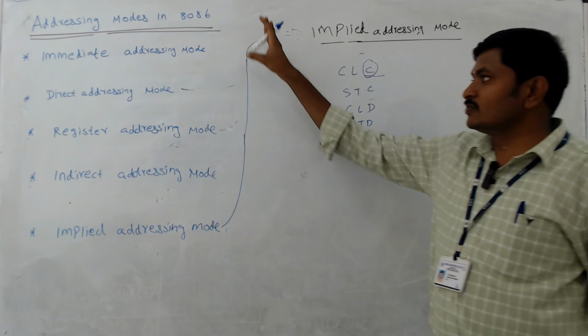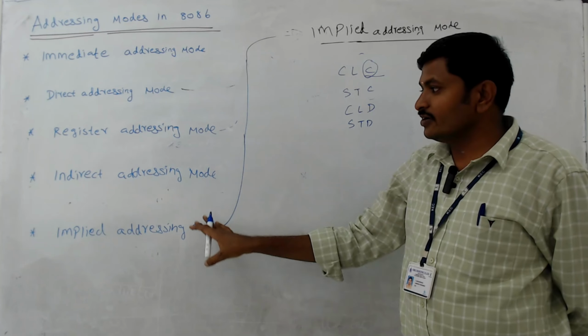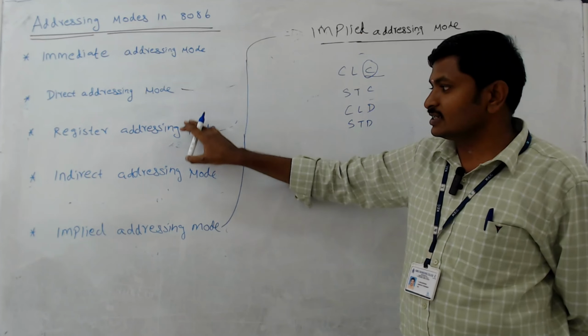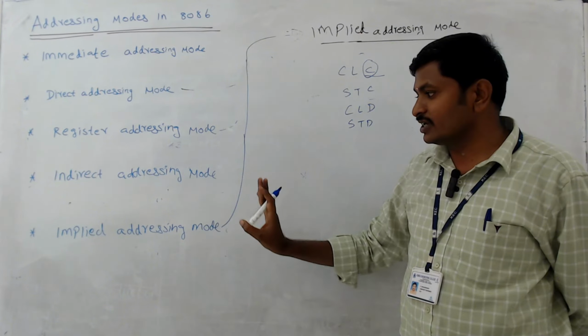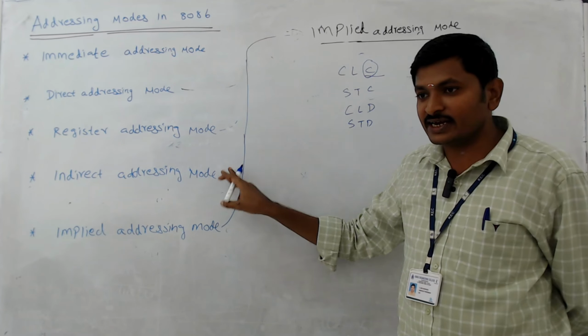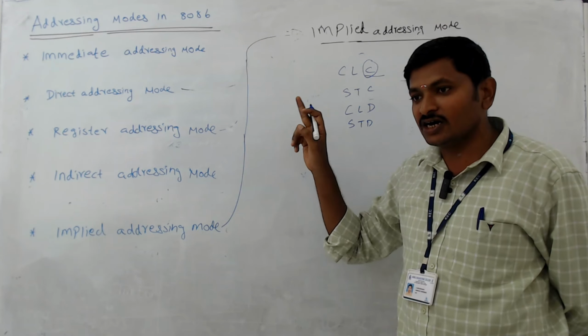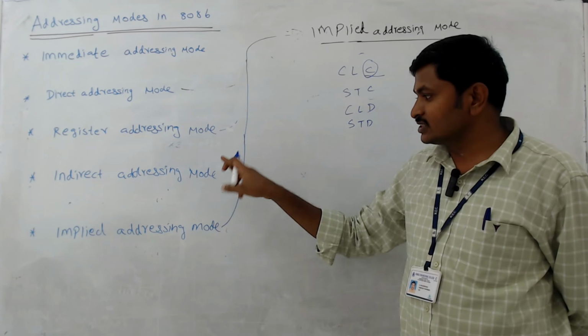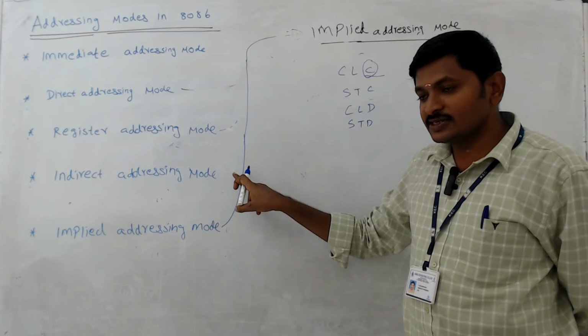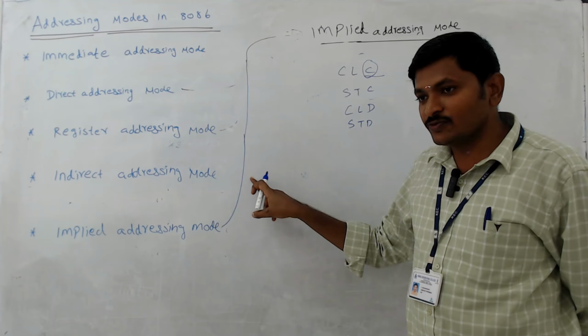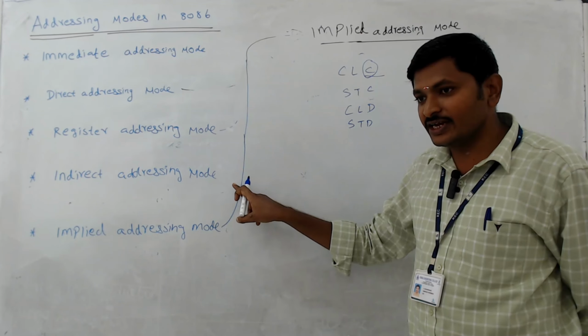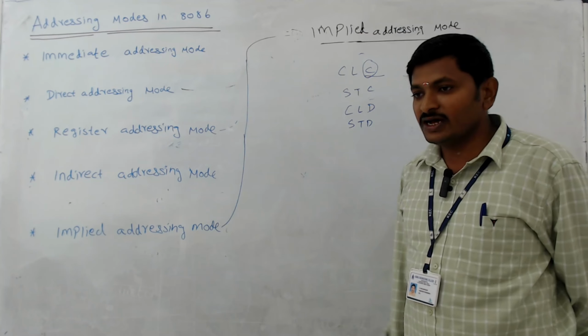So there are totally 5 types of addressing modes available: immediate, direct addressing mode, register addressing mode, indirect, and implied addressing mode. In the indirect addressing mode, we classify 5 different types. One is register indirect addressing mode, then relative addressing mode, index addressing mode, and finally relative based index addressing mode. That's all.